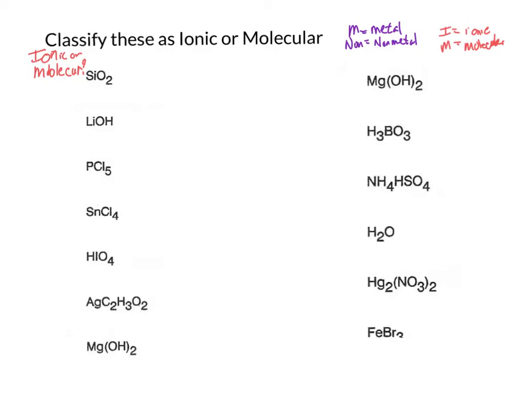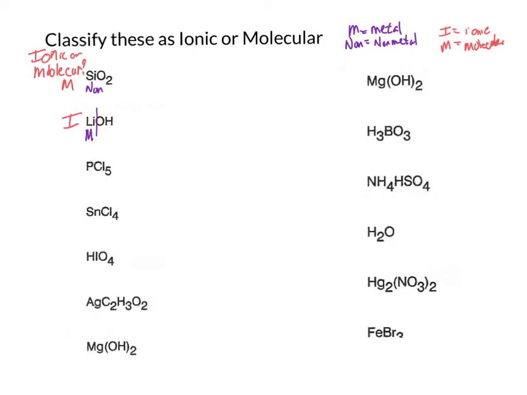So let's begin. We have SiO2. The first element is a nonmetal, so NON, and then we're going to say that that means it is a molecular compound. Nonmetal means it's a molecular compound. The next one we're going to do is lithium hydroxide. So it has Li. Li is a metal, so that means this is an ionic compound.